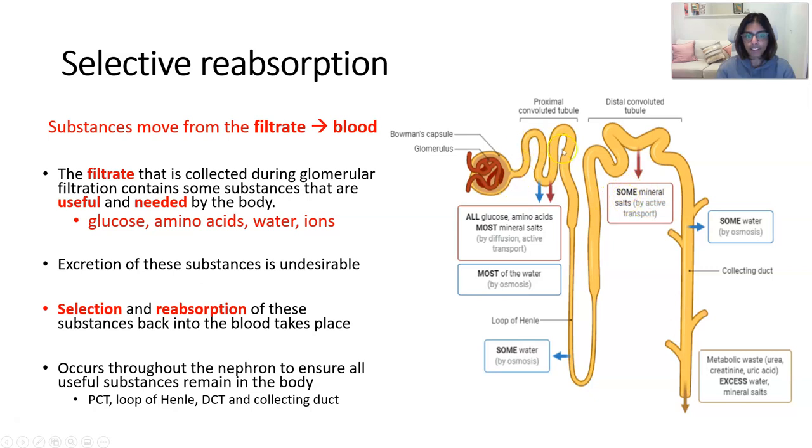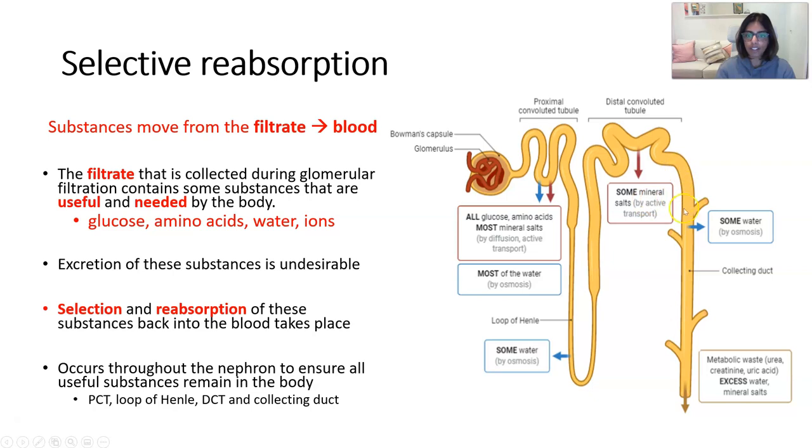So as we're progressing through the nephron structure, the body is starting to address its needs, and at this point in the distal convoluted tubule it knows that it needs more mineral salts such as sodium and chloride ions, and it will actively take these back by active transport.